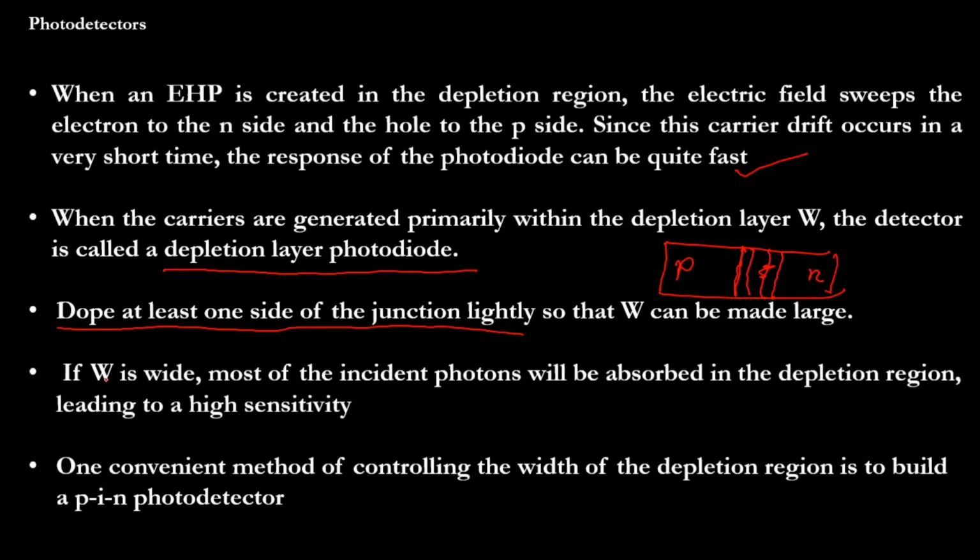If the depletion region is wide, what will happen? Most of the photons fall on the depletion region. That means the photon absorption will happen in the depletion region. Once the photon absorption happens in the depletion region, the electron hole pair is created in the depletion region itself. Since there is an electric field, the transportation will occur very easily, so the sensitivity of the device will be more, rather than the light falling on the neutral side of the PN junction. If a photon is falling on the neutral side, somewhere here, right, this is the depletion region.